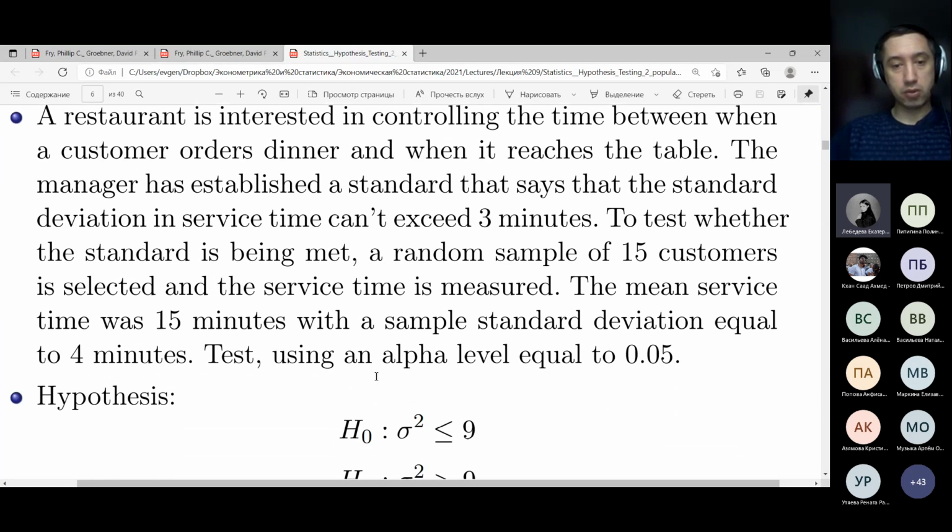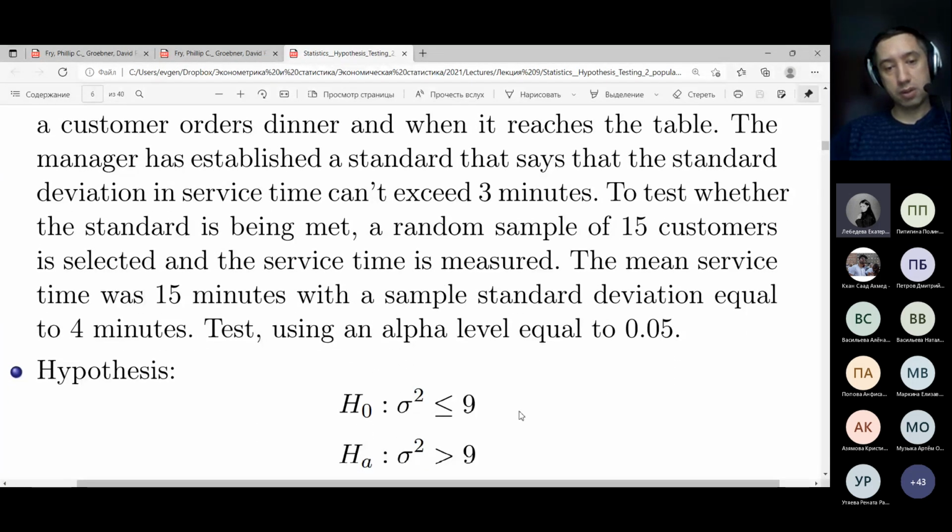And you are absolutely right. Null hypothesis is that sigma squared is no greater than 9, and alternative hypothesis is sigma squared is greater than 9. As usual, we have two hypotheses. As usual, equality must be in the null, and sigma naught squared here, and 3 squared is here.